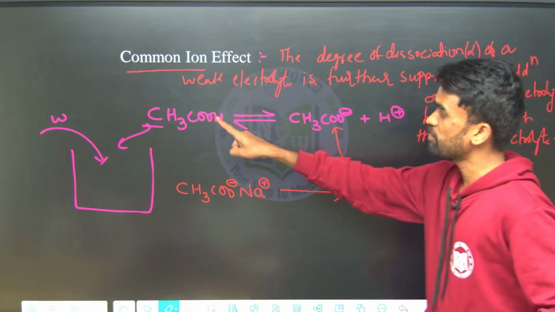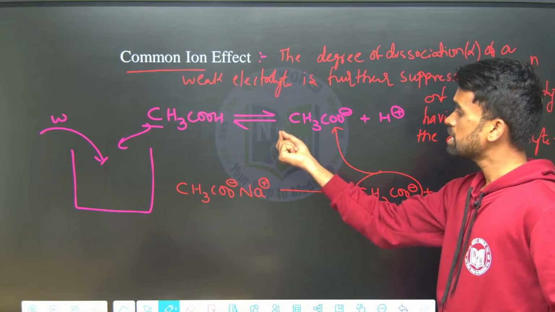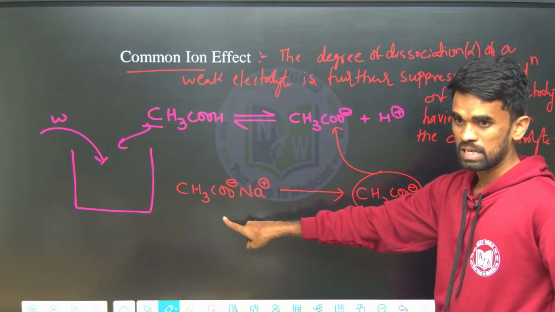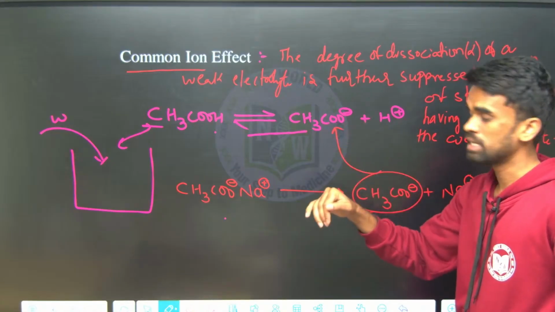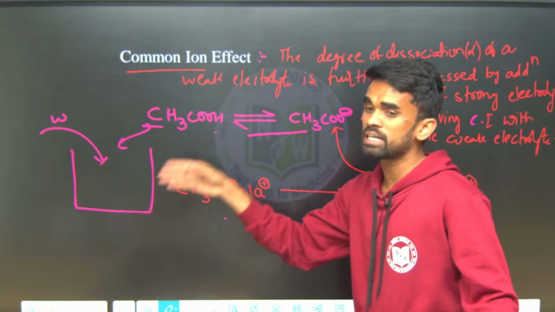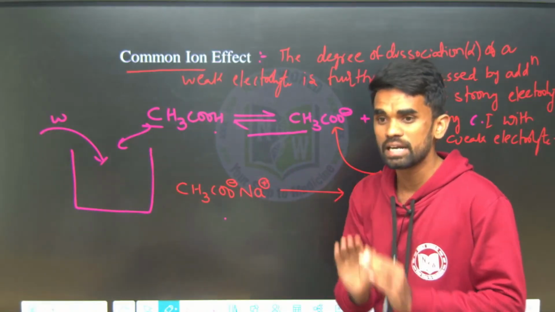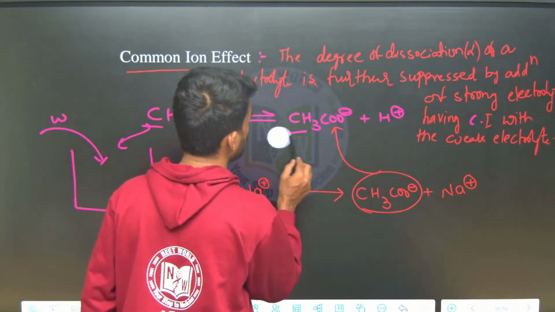Okay, so this is a weak electrolyte. It will only dissociate to some extent. To this, if I add a strong electrolyte, what happens? The degree of dissociation of this electrolyte will be decreased, or I can say its equilibrium moves backward. That is nothing but the degree of dissociation of this weak electrolyte is decreased. That's it. Now one more thing you need to understand when it comes to numerical purposes.